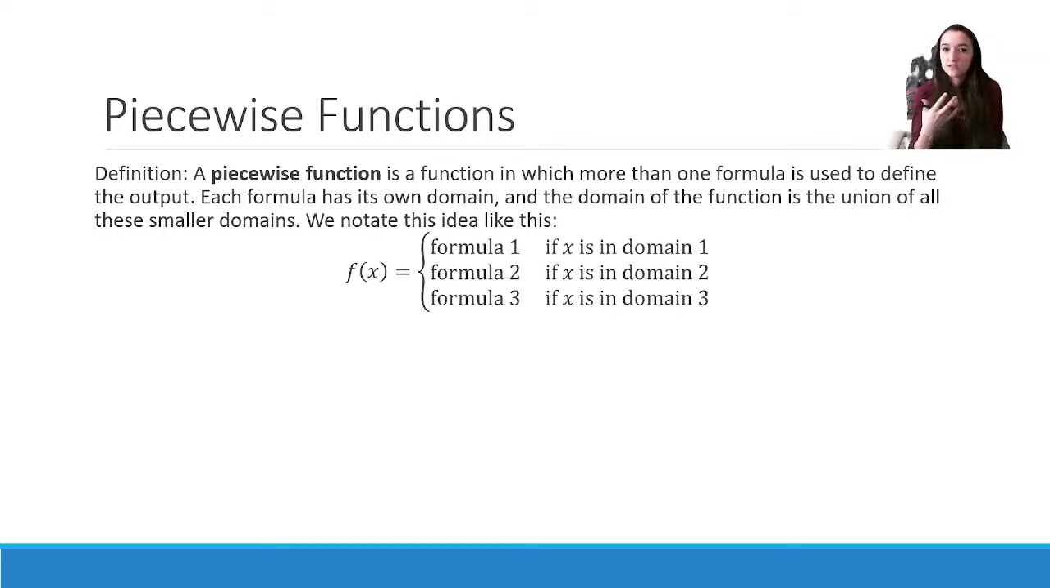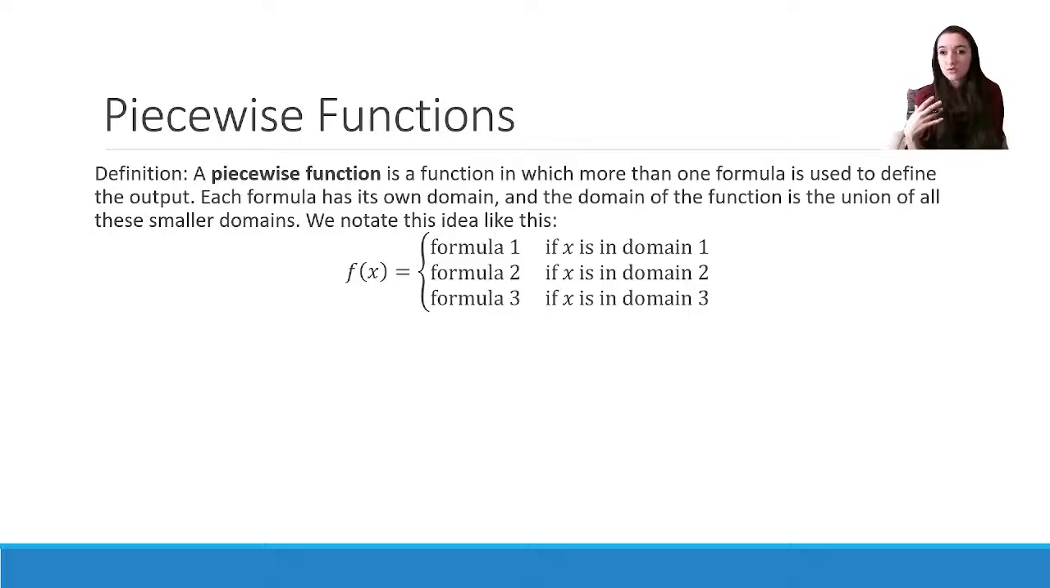So we notate this idea like this. We'll take f of x equal to, and then a big curly bracket. Notice it's not on both sides, because then we'd have set notation, and that's not really what's happening. This big curly bracket is really just being used to group things together. So we'll have formula 1, x is in domain 1. Formula 2, x is in domain 2. Formula 3, x is in domain 3, and so on.